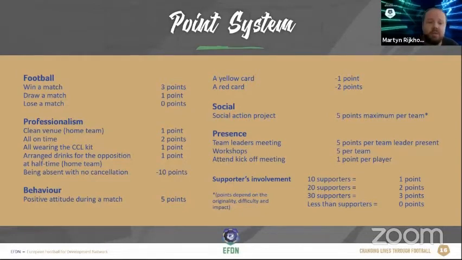So the home team needs to clean the venue and make sure everything is arranged when the away team is coming. They also get points if they're all on time. 1 point if they're wearing the CCL kit, and arranging drinks for the opposition at halftime for home teams, but that's when there's no corona, so the rule will have to change slightly if it continues. Behavior: in total a team can get 5 points maximum for good behavior, and it's up to the volunteer or the referee to assess between 0 and 5 points for their behavior during the game.